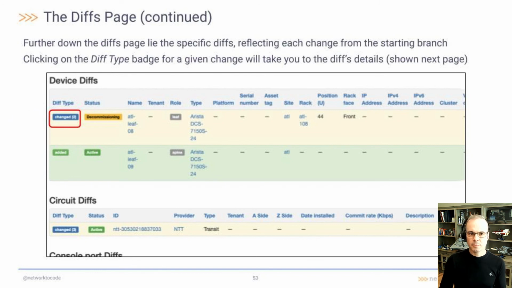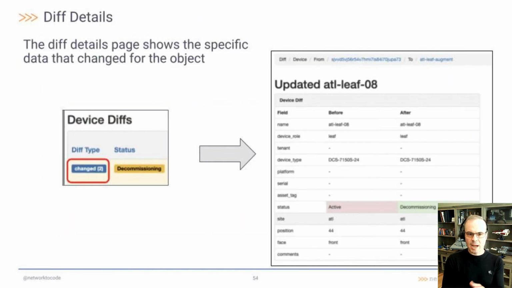Clicking on a given diff type badge for a given change will take you to the diff's details, which we'll talk about now. So in this example, if you click on the diff type badge for a given diff, that takes you to the specific changes for the diff's details. In this example here, we see that for this Atlanta Leaf 8 router, the status was changed from active to decommissioning.